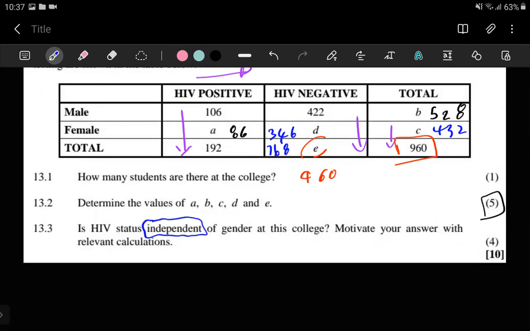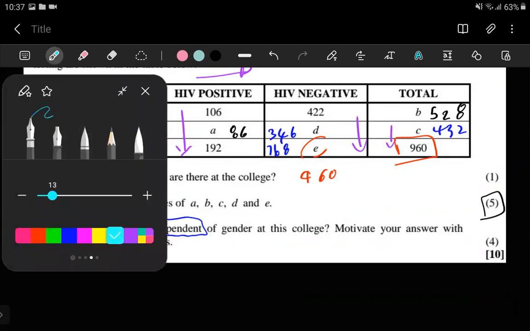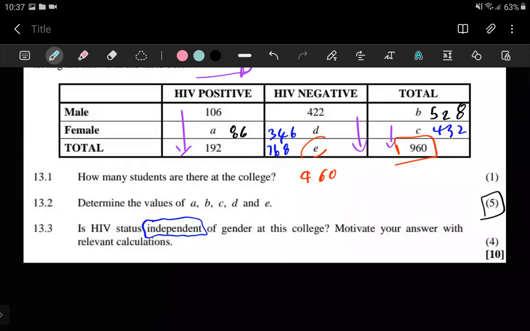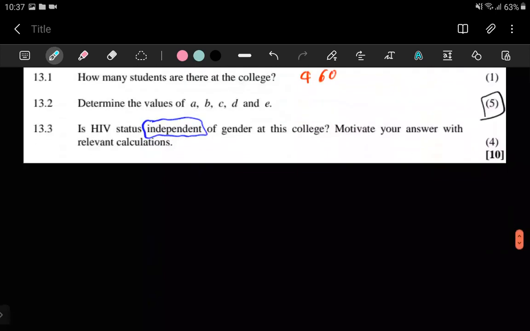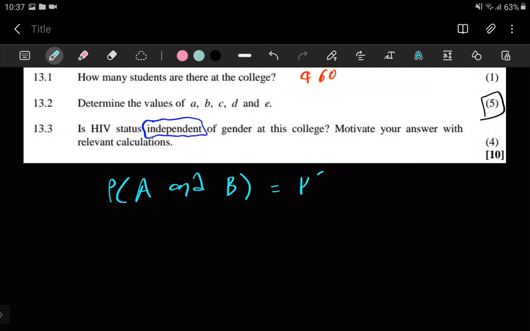Before overthinking it and before worrying about how weird and strange the wording is, what you need to remember is that for independent events, the probability of A and B is equal to the probability of A multiplied by the probability of B. This is for independent events. If events are independent, then the probability of one of them multiplied by the probability of the other should give you the probability of A and B.